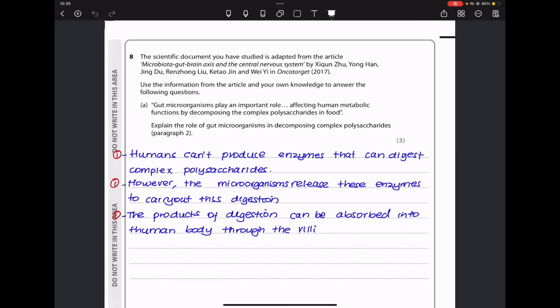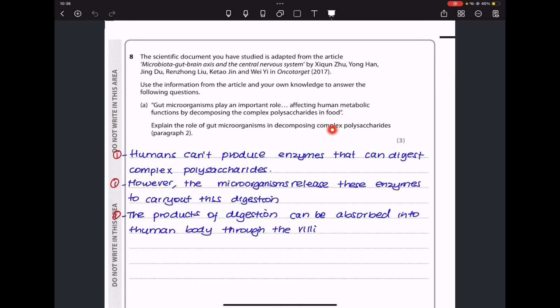So let's look at question 8. They say the scientific document you have studied is adapted from the article Microbiota, Gut-Brain Axis, and the Central Nervous System. They say use the following information from the article and your own knowledge to answer the following questions. Part A says gut microorganisms play an important role affecting human metabolic function by decomposing the complex polysaccharides in food. Explain the role of gut microorganisms in decomposing complex polysaccharides.